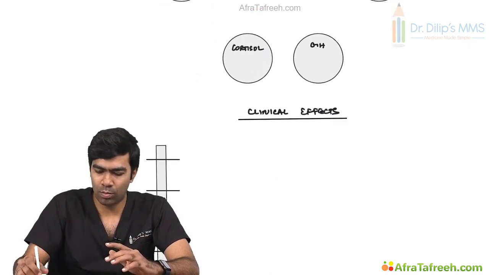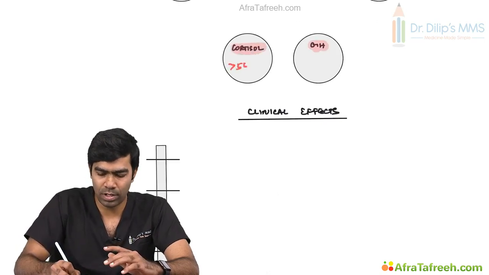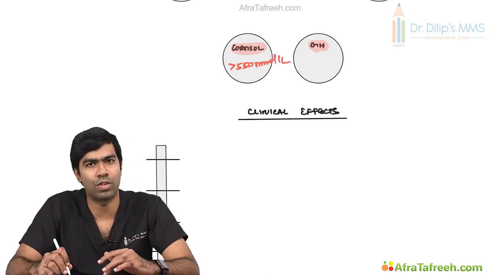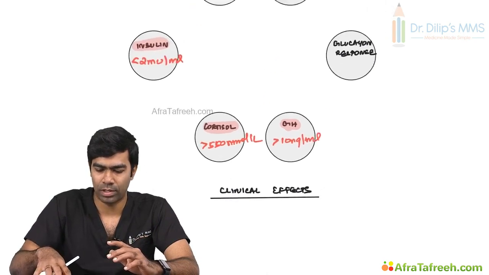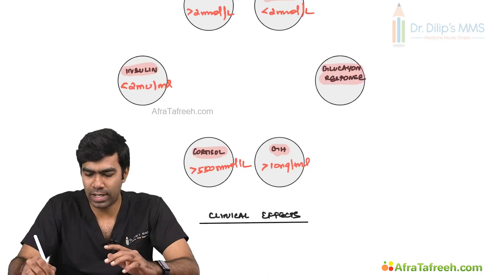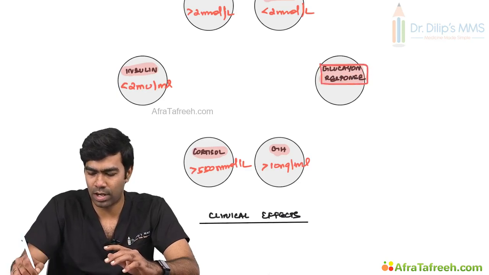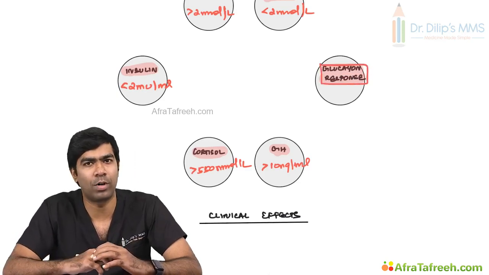And cortisol and growth hormone being counter-regulatory hormones, definitely their levels should be high, where cortisol should be appropriately high to a level more than 515 nanomoles per liter, and growth hormone levels also should be appropriately high to a level more than 10 nanogram per mL. And we have already discussed in detail about glucagon release and glucagon response in hypoglycemia.